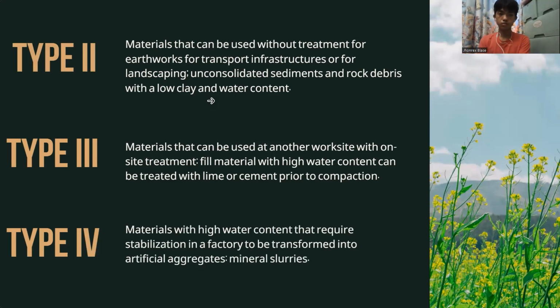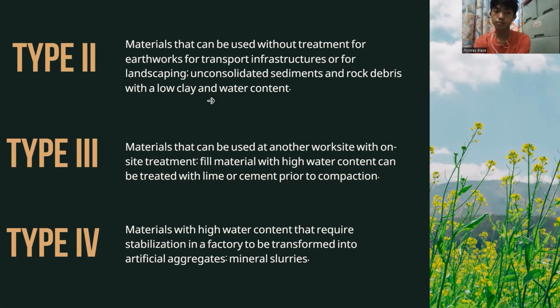Type 2. Materials that can be used without treatment for earthworks, for transport infrastructure, or for landscaping. Unconsolidated sediment and rock debris with a low clay and water content. So there is a type 2, suitable materials for use as construction project like road or landscaping without requiring additional treatment. These materials typically contain loose sediment and rock debris with a low clay and water content, making them easy to work and suitable for various earthworks application.